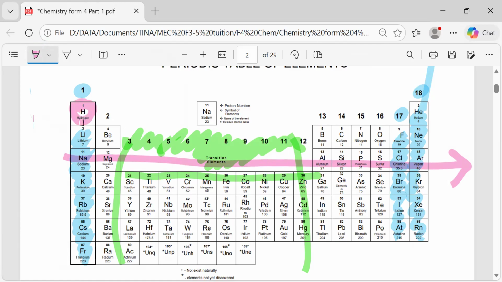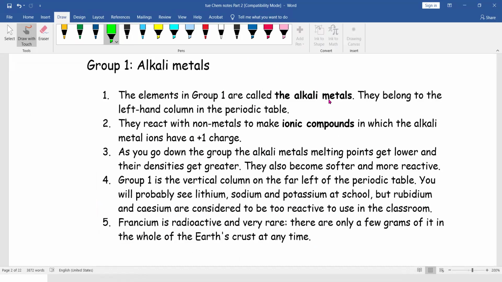Now, what about hydrogen? Hydrogen is not in group one. Hydrogen is just there, but it's not in group one. Okay. So let's start with group one. Group one is also known as alkali metal. So because the name is alkali metal, do you think it's a metal? Yeah. So it is a metal, but it's a special kind of metal.